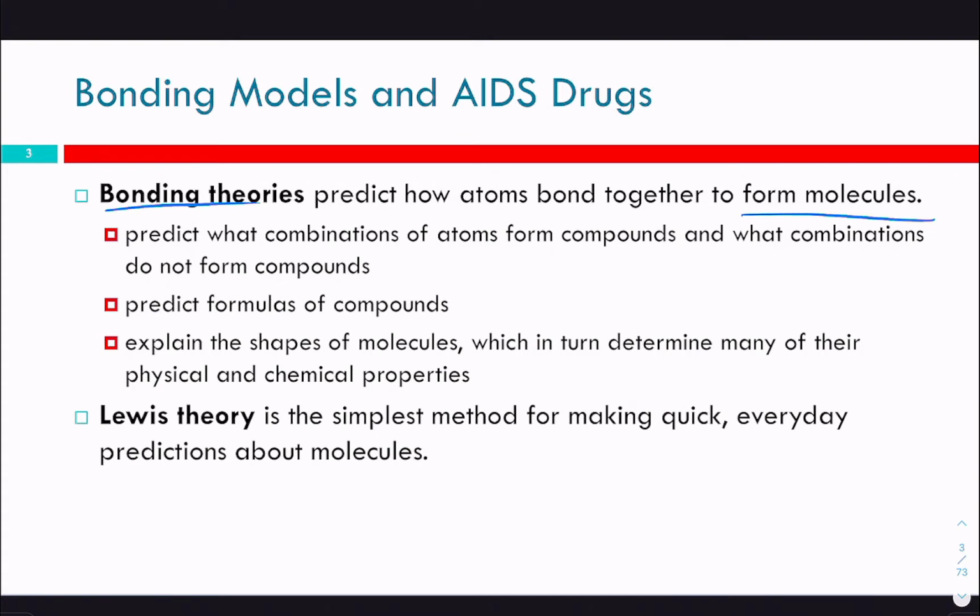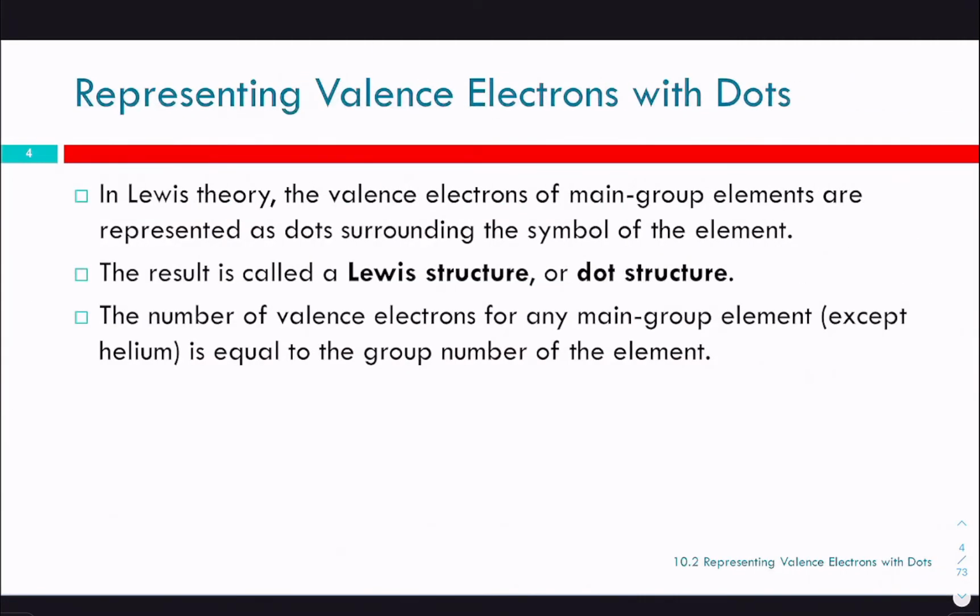The method that we're going to focus on for doing all of this is Lewis theory. It's a simple method for making quick, everyday predictions about molecules, especially useful for smaller molecules. In Lewis theory, the valence electrons of main group elements are represented as dots surrounding the symbol of the element. That's what we looked at last week in lab. I gave you a few examples of that. We looked at the Lewis dot worksheet. Those are called Lewis structures or dot structures because it's the symbol with a bunch of dots.